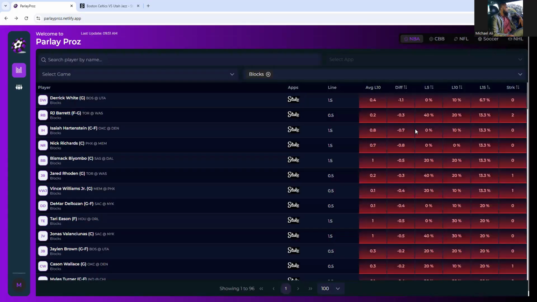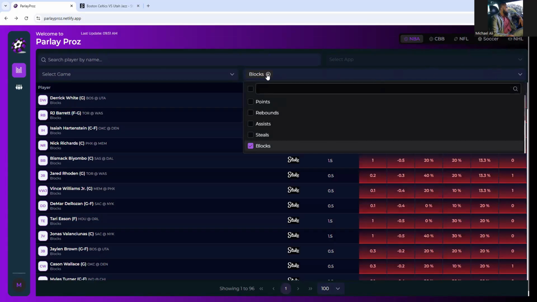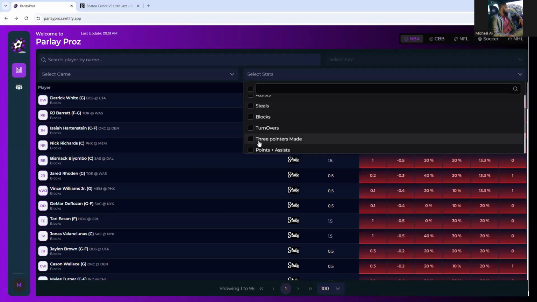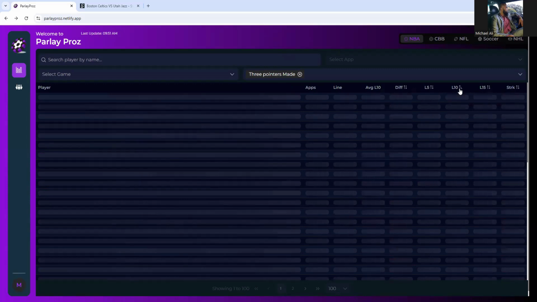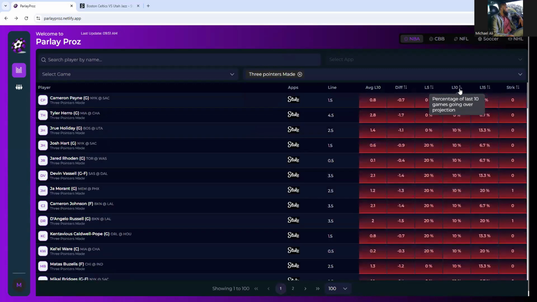Turnovers, I like turnovers. 3-pointers as well, I like 3-pointers as well. So for instance, let me take out the blocks. Let me do the 3-pointers, and let me do the under. I more favor the under for 3-pointers. All right, so I would look at this here, and this looks good.